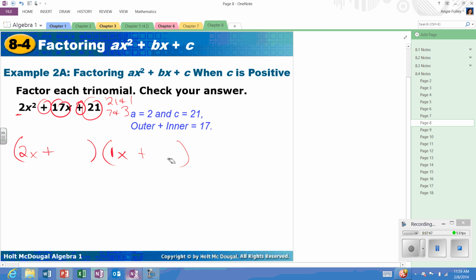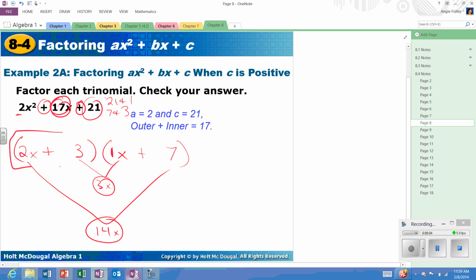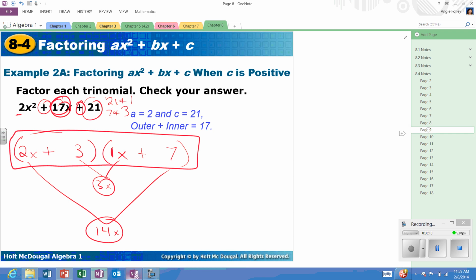So let's try flipping the 7 and the 3. Let's put the 3 here and the 7 here. So 3 times 1 is going to give me 3x, and then 7 times 2 is going to give me 14x. So 14 plus 3, that does equal 17. So this is the correct way of doing it. And if you guys noticed, I checked, it didn't work, so I had to try a different one, and that's okay.